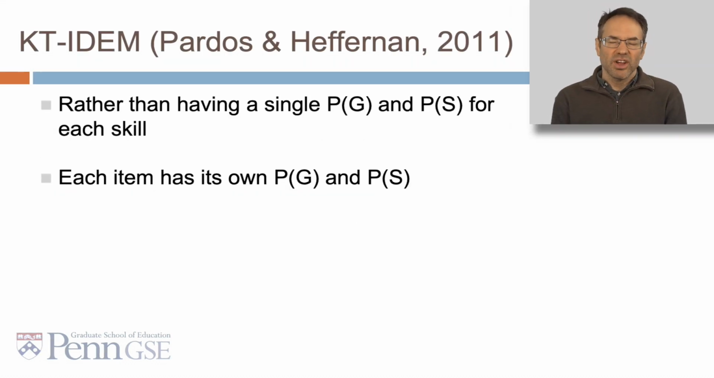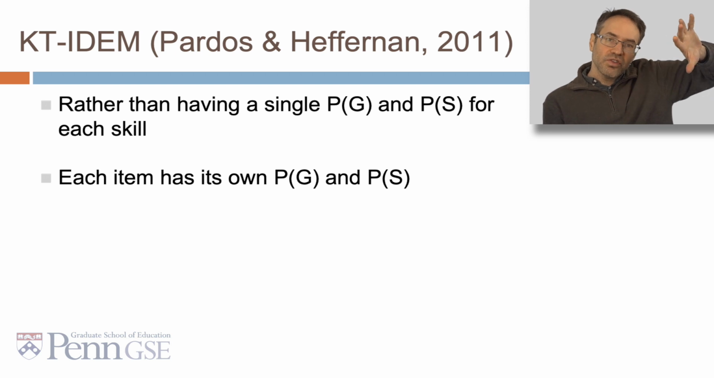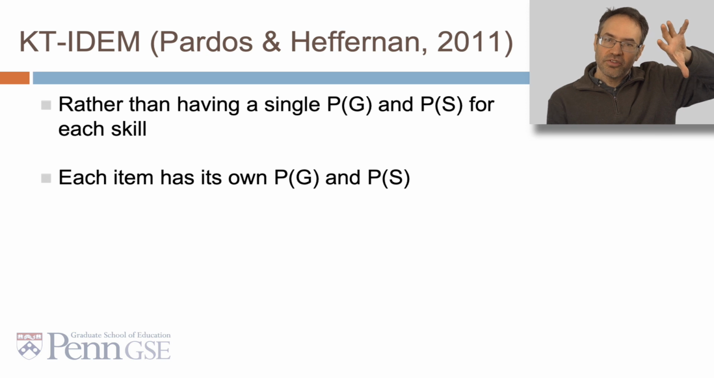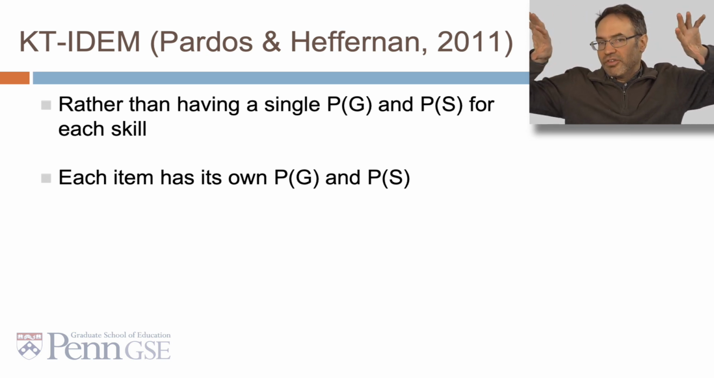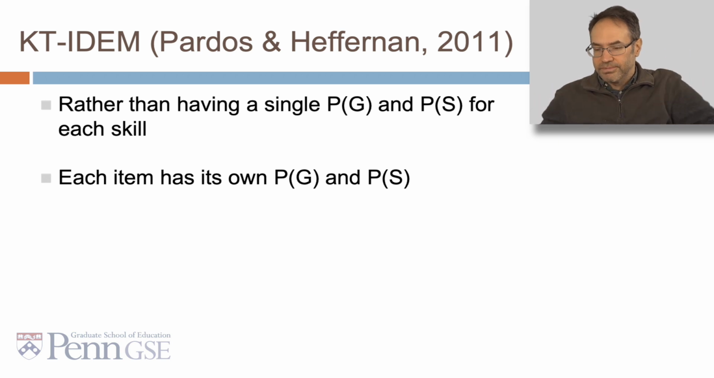Now, another way of contextualizing guess and slip is seen in KT-IDEM by Pardos and Heffernan, where rather than having a single P(G) and P(S) for each skill, each item has its own P(G) and P(S). So whereas contextual guess and slip tries to get a very specific, this-moment estimate of guess and slip, KT-IDEM is instead just saying each item is going to have its own P(G) and P(S) in general.